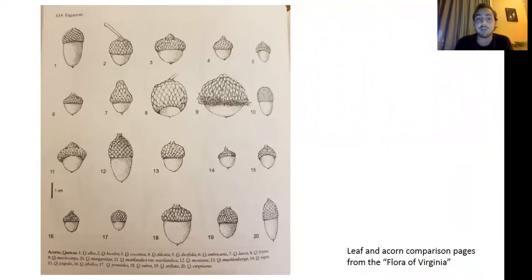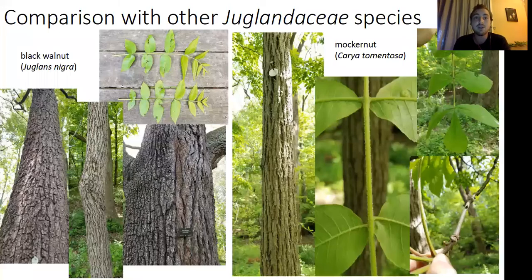I want to highlight number 3 up here, which is our scarlet oak. So small acorn with the cap covering about half of the acorn, and our northern red oak, which is right here, which has a much larger acorn with the cap only covering the top quarter of it. So that's our big difference between our northern red oak and our scarlet oak.